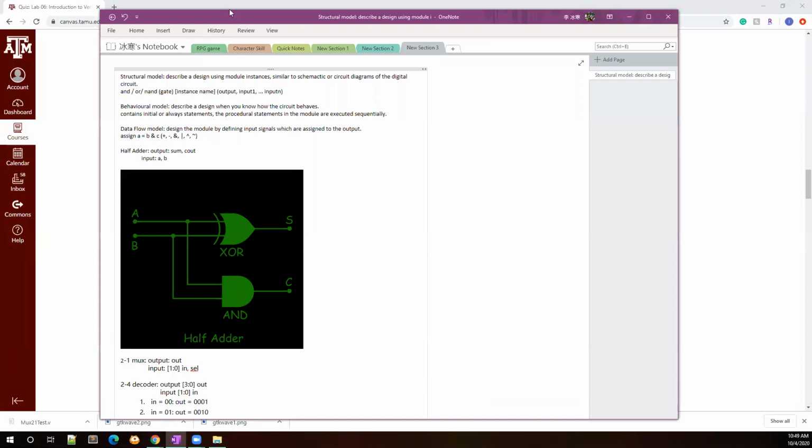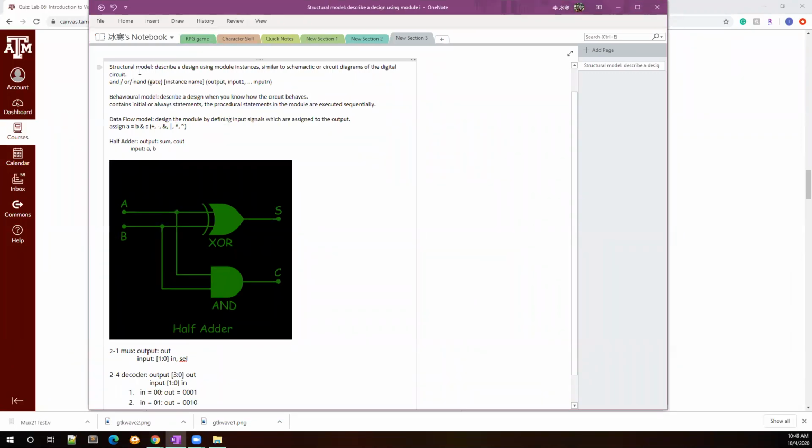I will talk about the three models of Verilog design. First is the structural model. A structural model describes a design using module instances, which is similar to the schematic or circuit diagram of the digital circuit. Verilog uses the primitive gates to compile and synthesize the program. Actually, structural modeling is the lowest level of abstraction, obtained using logic gates.